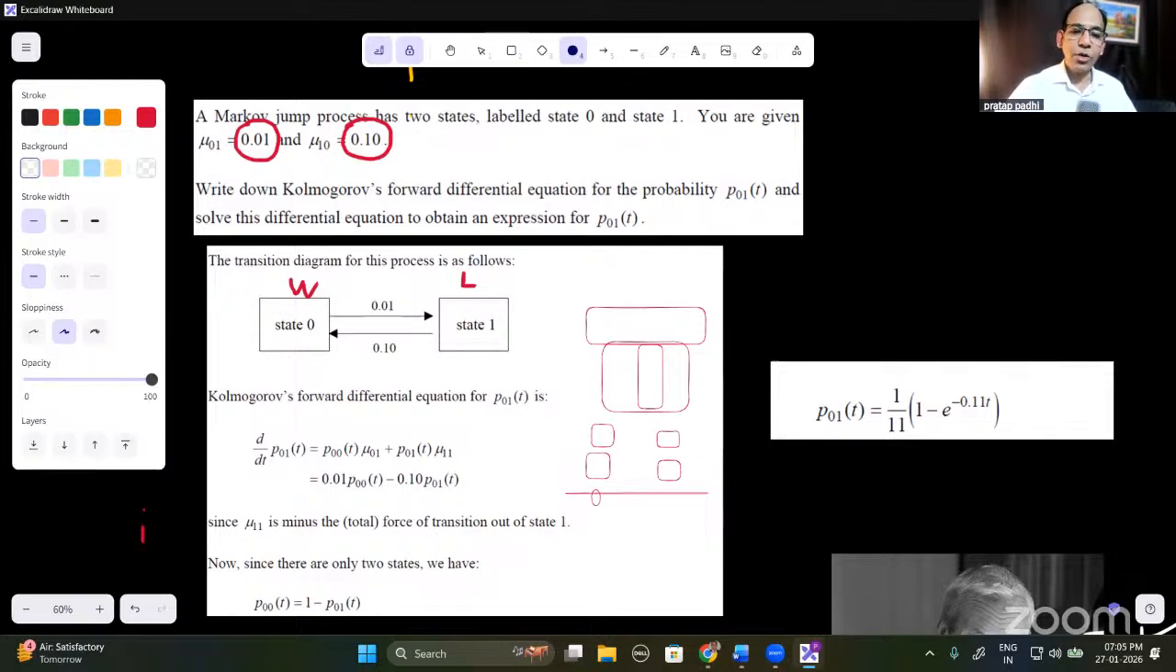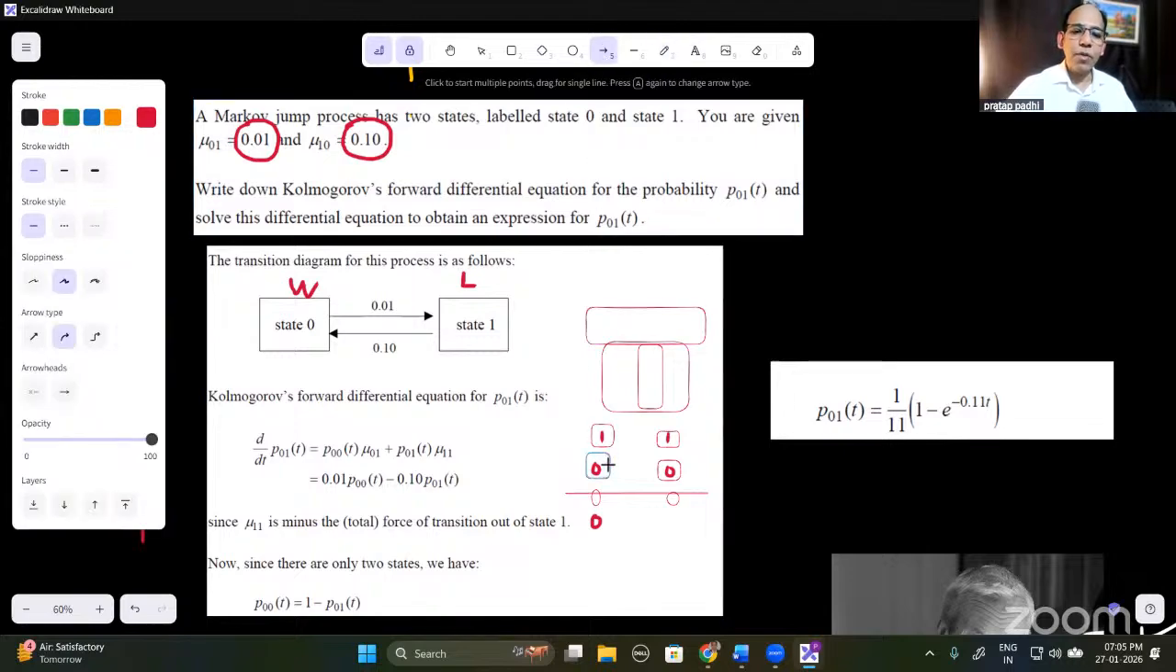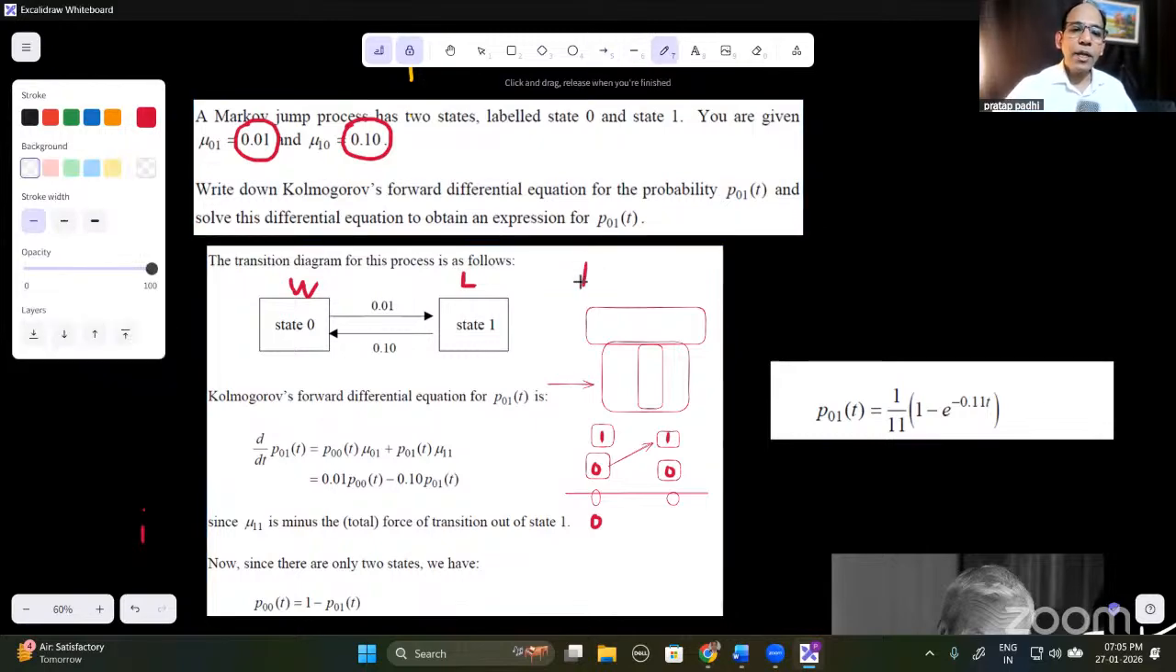Okay, when I said continuous time stochastic process, after time t, what is t? T could be anything. This is state 0, state 1. We will directly find 0 to 1 here. That means, according to this notation, we want to find P01(t). Yes, this one, P01(t). And I will show you the solution.